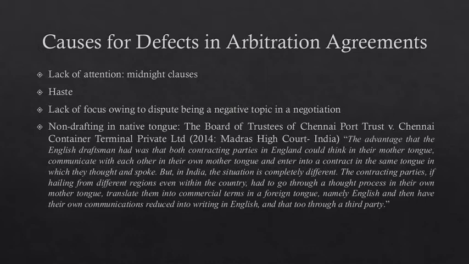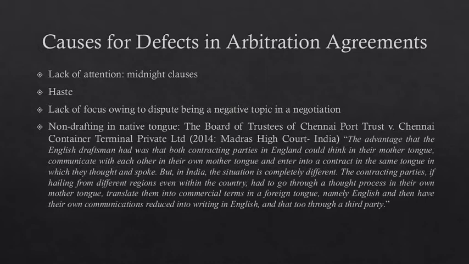For this reason, Redfern and Hunter, popular authors of the commentary on international commercial arbitration, call these clauses midnight clauses. In haste, parties miss out the finer details of a dispute resolution clause, which creates a huge headache for the parties, or at least one of them, later on. Also, since these clauses are regarded as negative topics in negotiations, parties do not focus much on it.